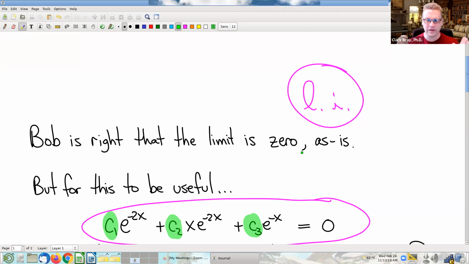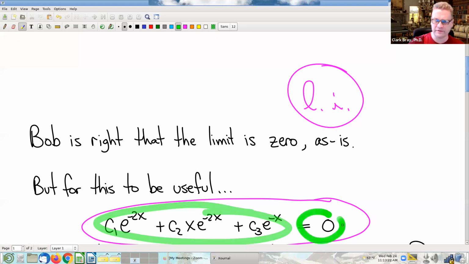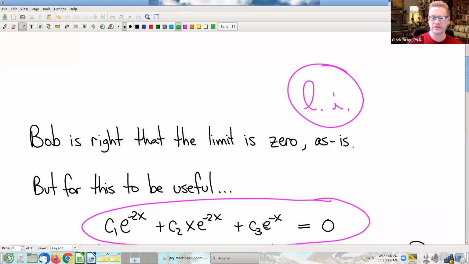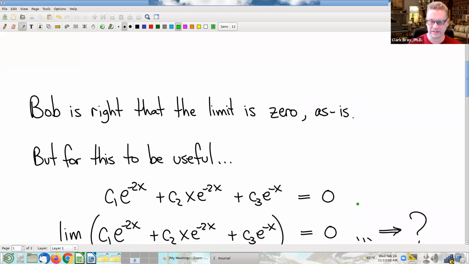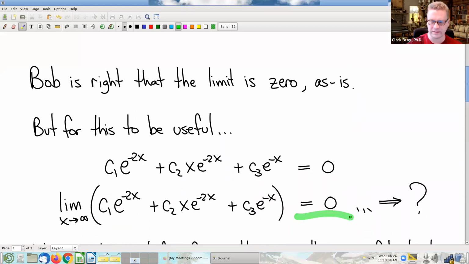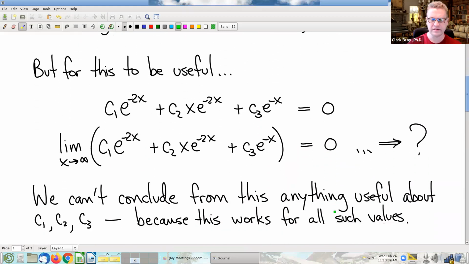So it's not whether the limit is equal to 0. In fact, it's sort of a given the limit's equal to 0. If we're looking at a relation, this function as a whole is 0. Of course, the limit's 0. The question is, what can we do with that? Okay, so that's equal to 0. We take the limit. Again, of course, that limit's equal to 0. And what do we conclude about this? And the answer is nothing. This tells us nothing.